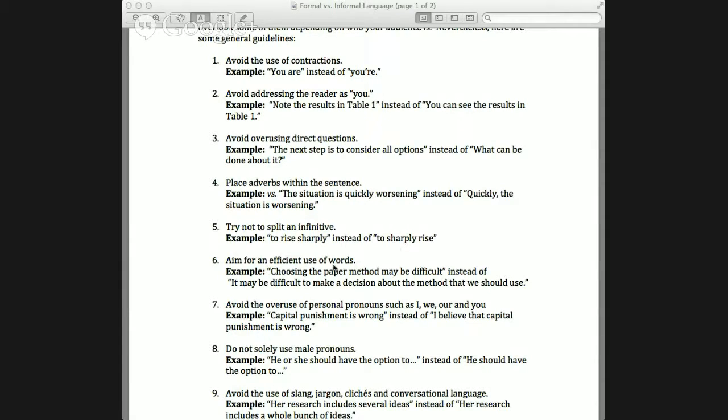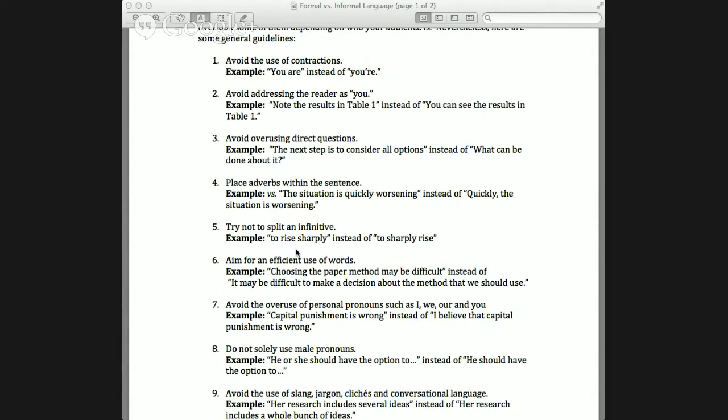Let's move on. Here's a funny one. Try not to split an infinitive, number 5. Okay, so an infinitive would be the base form of the verb. So to rise, to talk, right? Like a past tense would be rose or talked. But in its base form, the infinitive is to rise.